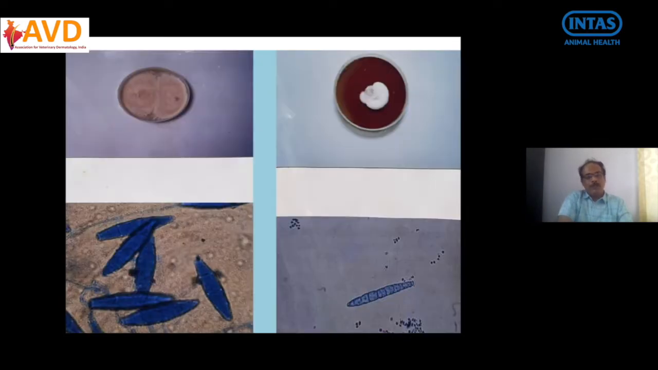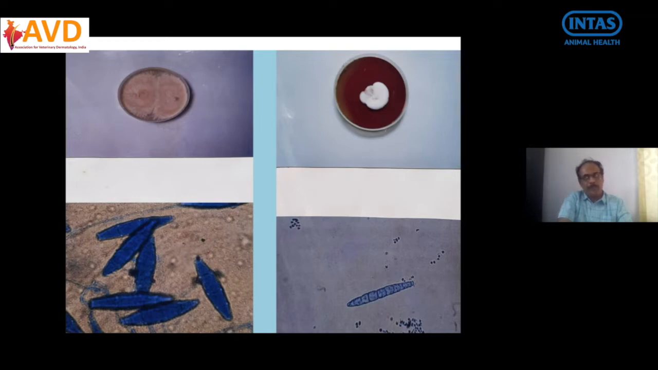So this is a picture from my PG work actually. This is the dermatophyte test medium on the right side. You can see a Trichophyton mentagrophytes culture, a white fluffy growth in a dermatophyte test medium, and beneath that you can see cigar shaped macroconidia, which is typical of Trichophyton mentagrophytes.